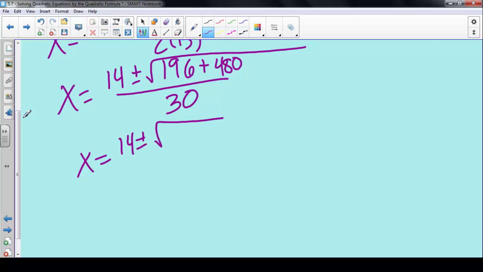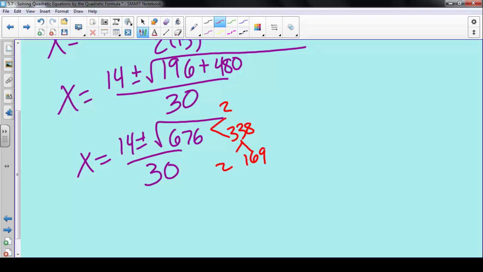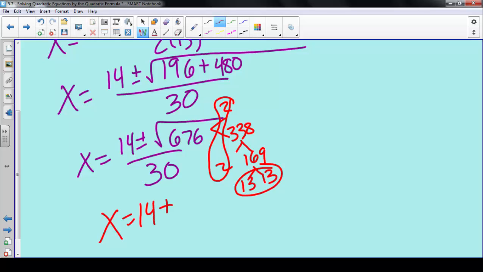196 plus 480 is 676. 676 we can break down 2 and 338. So notice we have a pair of 13s and a pair of 2s. 13 times 2 is 26. There's nothing left over. So now, once again, we've got our two answers.